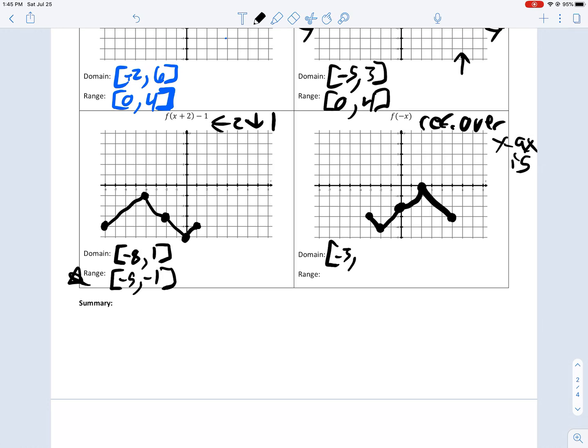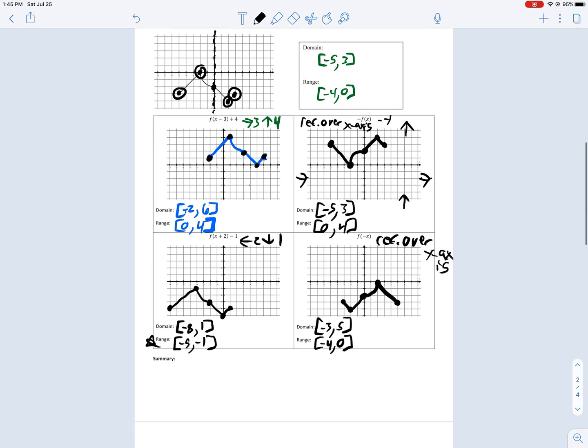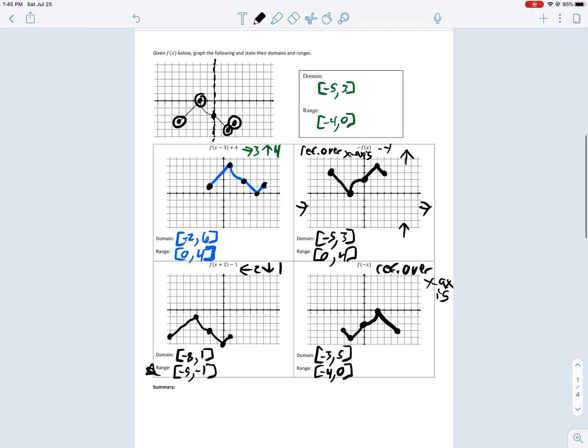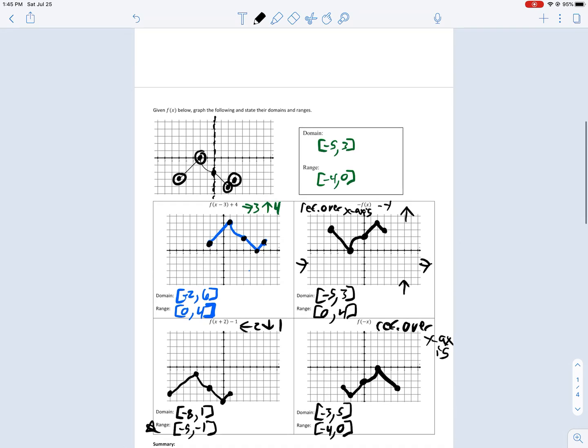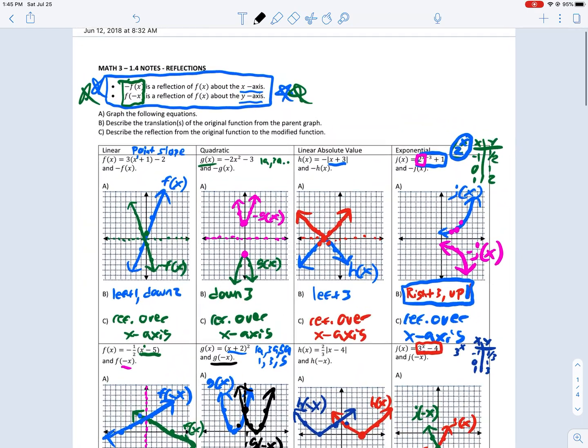So your domain, negative 3 to 5. Your range, negative 4 to 0. Make sure as you're going through this, again, domain, range, understand domains left to right, ranges from bottom to top. Again, these are all square brackets because they're all solid points. They're all included. There's no open points or breaks. So I don't have a union on any of these.